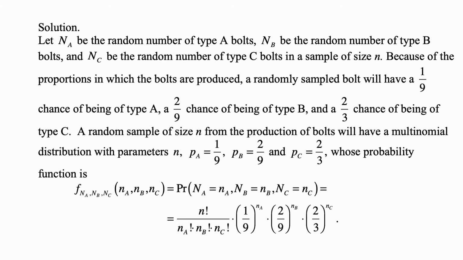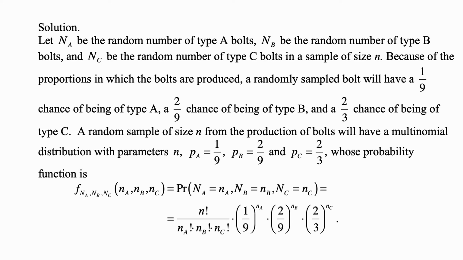And here's a solution. Let us write NA for the random number of type A bolts, NB for the random number of type B bolts, and NC for the random number of type C bolts in a sample of size n. Because of the proportions in which the bolts are produced, a randomly sampled bolt will have a 1/9 chance of being of type A, 2/9 chance of being of type B, and 6/9 or 2/3 chance of being of type C. You can see that the total of those probabilities is 1.